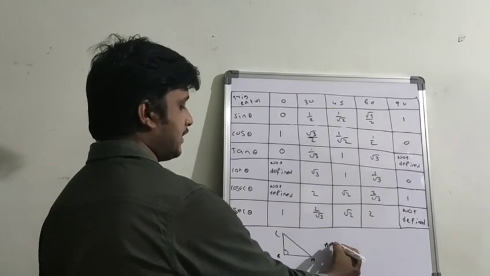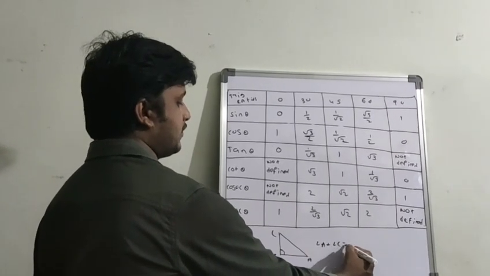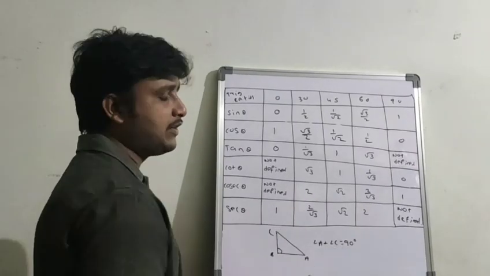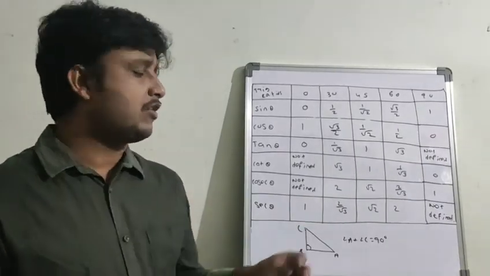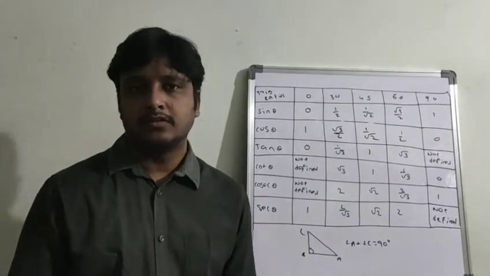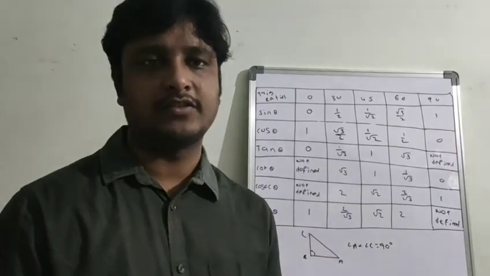That means angle A plus angle C is equal to 90 degrees. If the sum of any two angles is equal to 90 degrees, then they are called complementary angles. So what are the complementary angles of the six trigonometric ratios? We are going to discuss that today. Have a look.